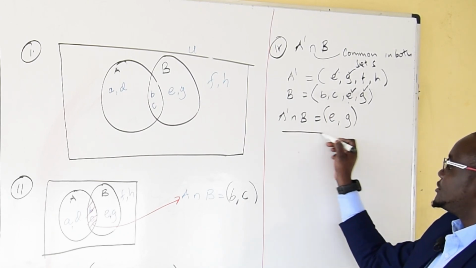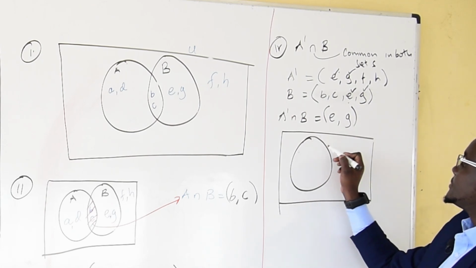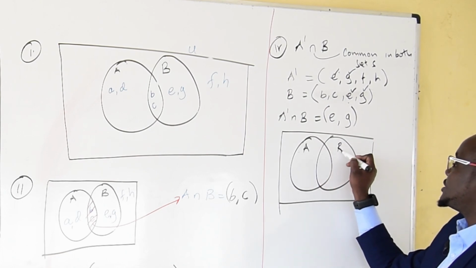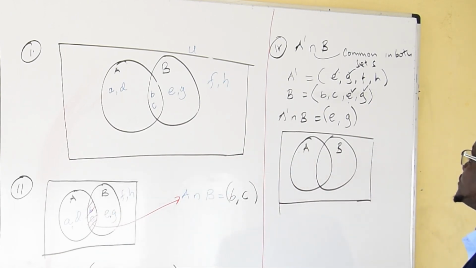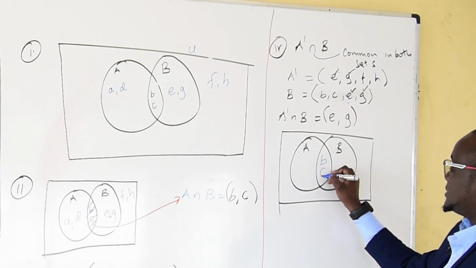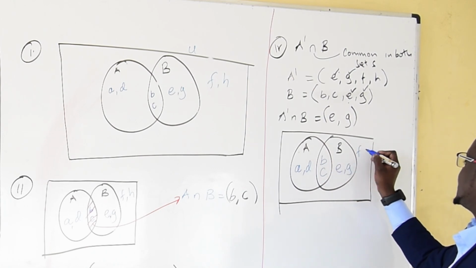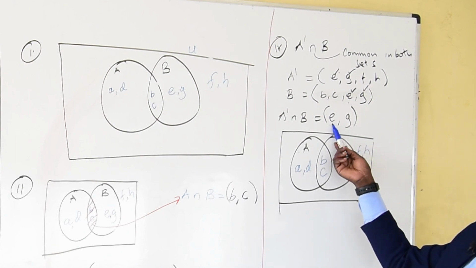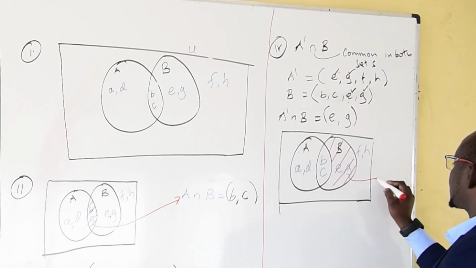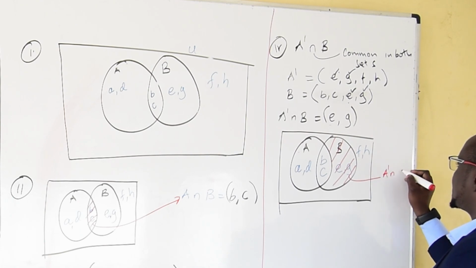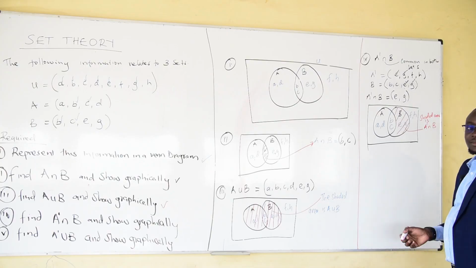To show this graphically, this is how you draw it. This is how we draw this set, to show the set graphically. So here we shall have set A, here we have set B. We know the members for these two sets: here we have B, C, A, D, E, G, F, H. So we look at where we have E, G. So graphically, this is the area we are looking for. This is A prime intersection B. The shaded area is A prime intersection B.